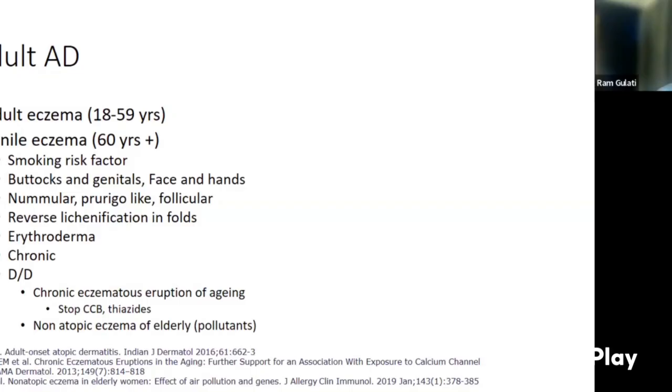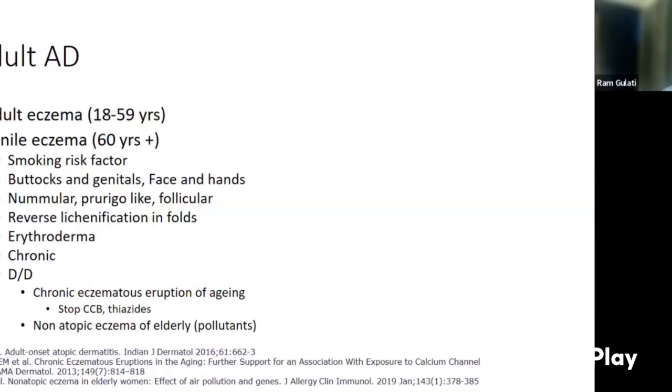And there is a significant chance of these eczematous processes to go into the erythrodermic or a very chronic phase. One of the articles did say that smoking is probably a risk factor, and one can go through the article by Dr. A.J. Cover in 2016 in IJD about the adult onset atopic dermatitis.